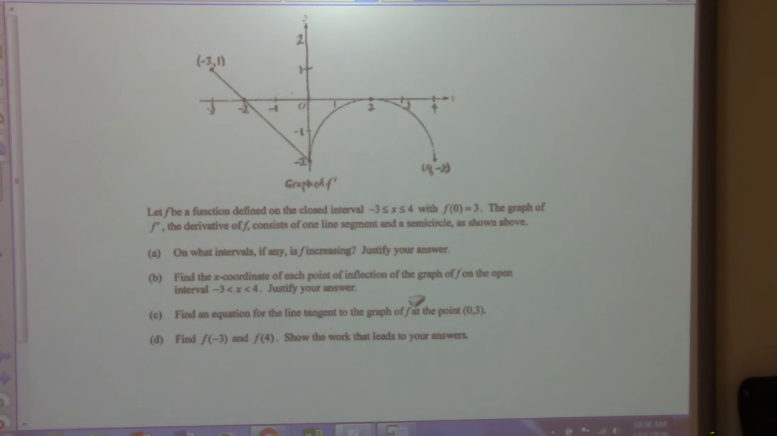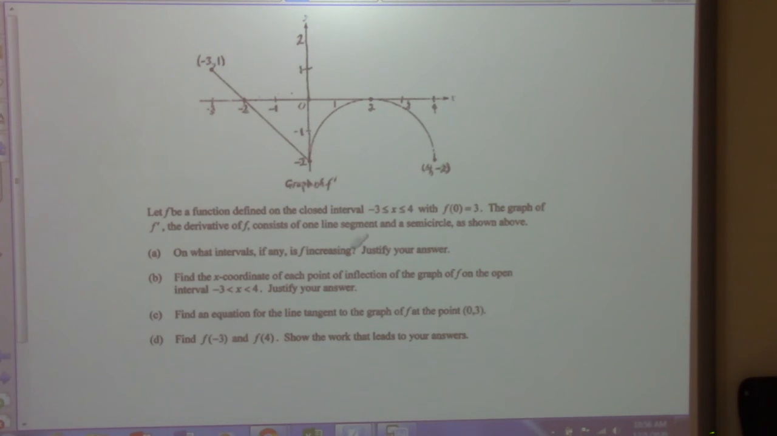Okay, this is from an actual AP test here. Here you have this, and this is a graph of f prime. Does it say draw? It doesn't. It says find the equation of the tangent. So let's just go over this. This is a graph of f prime. We have this line, and this semicircle, and it describes here what it is.